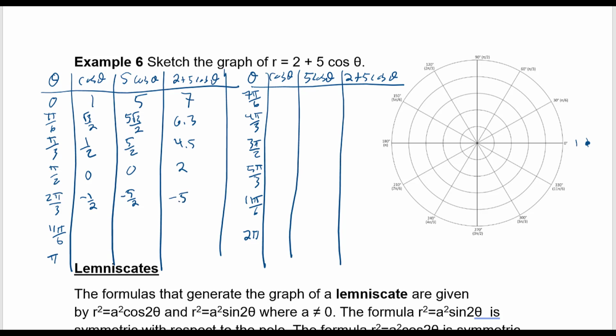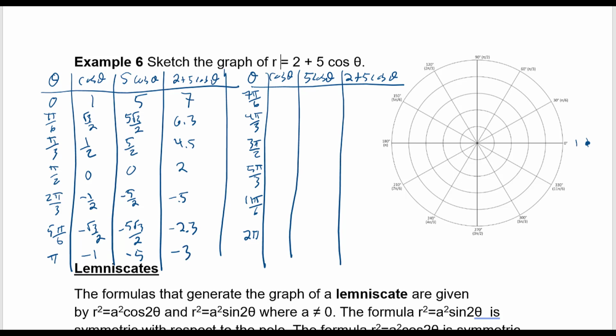Sorry, that should be 5 pi over 6, not 11 pi over 6. I know if I was in class, you probably all would have told me I got that wrong. So that's going to be cosine of negative square root of 3 over 2, so -5 root 3 over 2, and that gives us approximately -2.3. We're at -1 for pi, so -5, and then 2 plus -5 is -3.